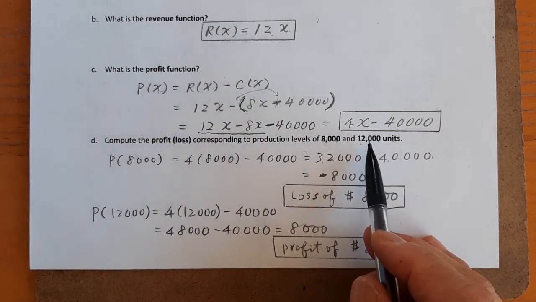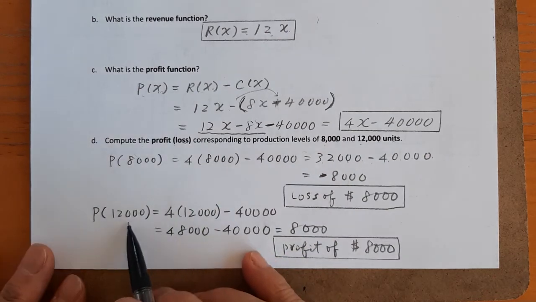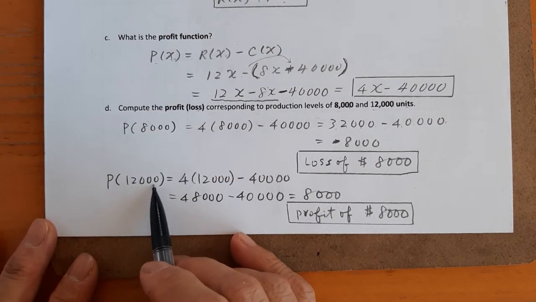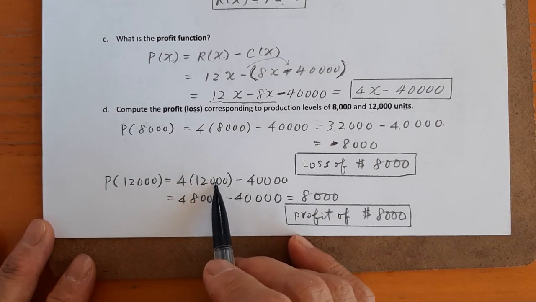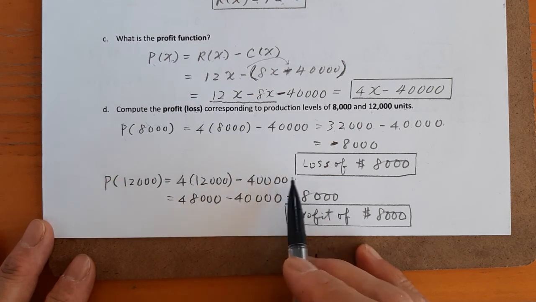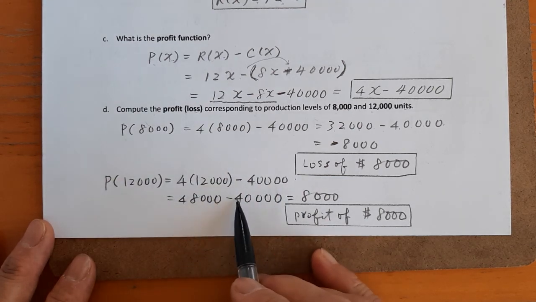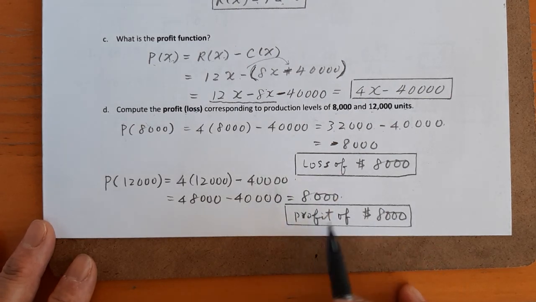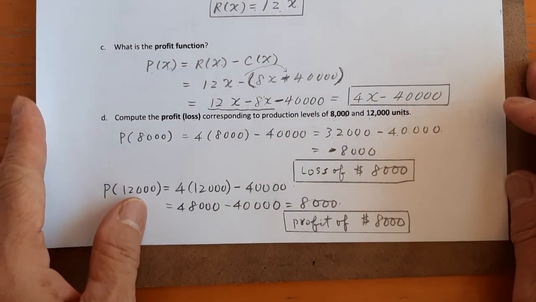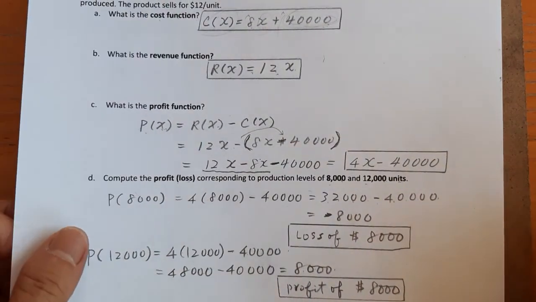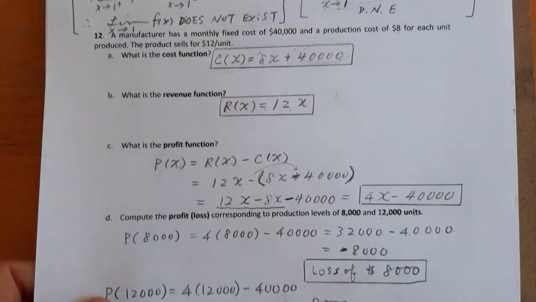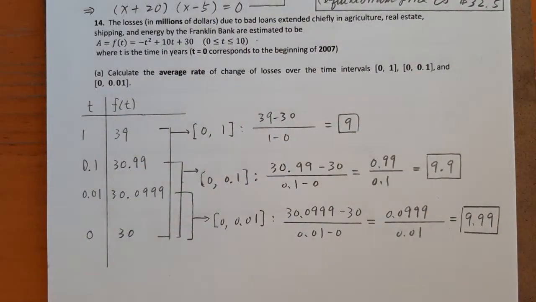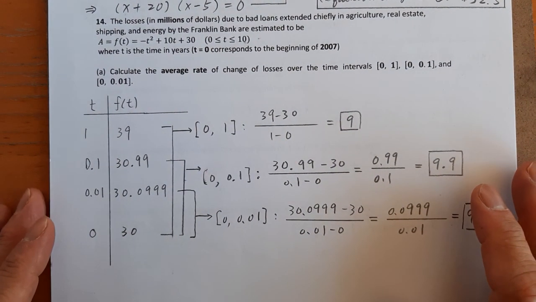And for 12,000 units, plug into x. P of 12,000 is 4 times 12,000 minus 40,000. So 48,000 minus 40,000 gives 8,000. Positive. So a profit of $8,000. So that's number 12.